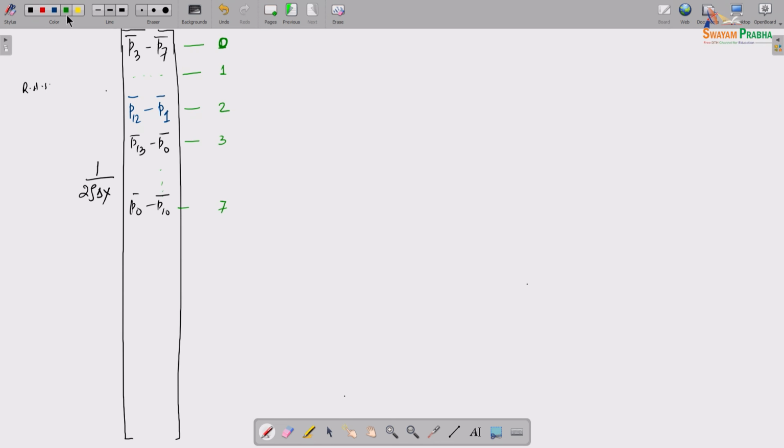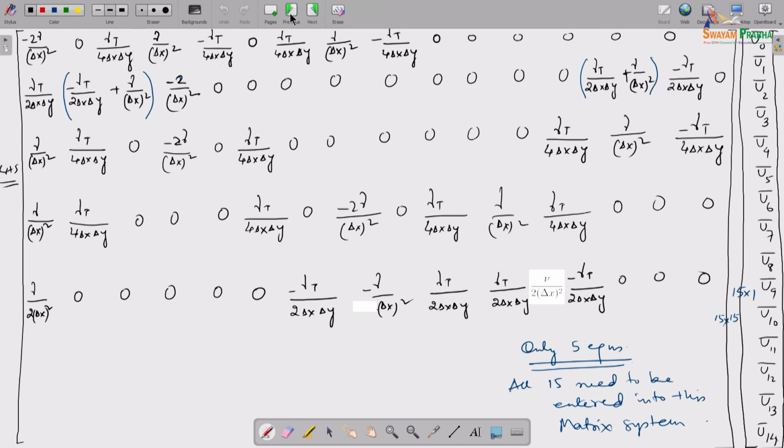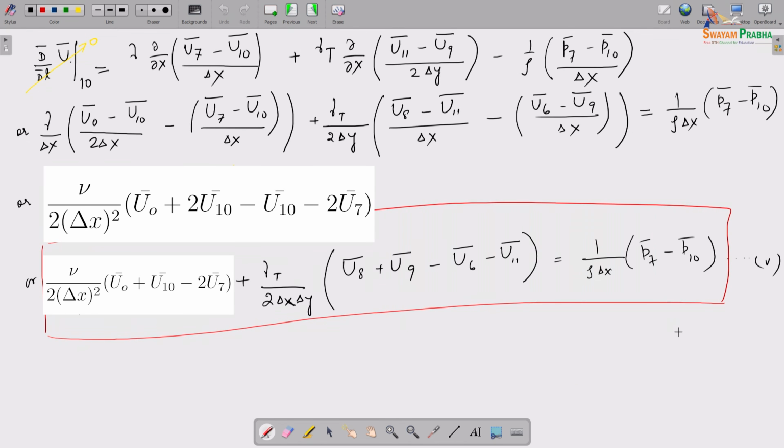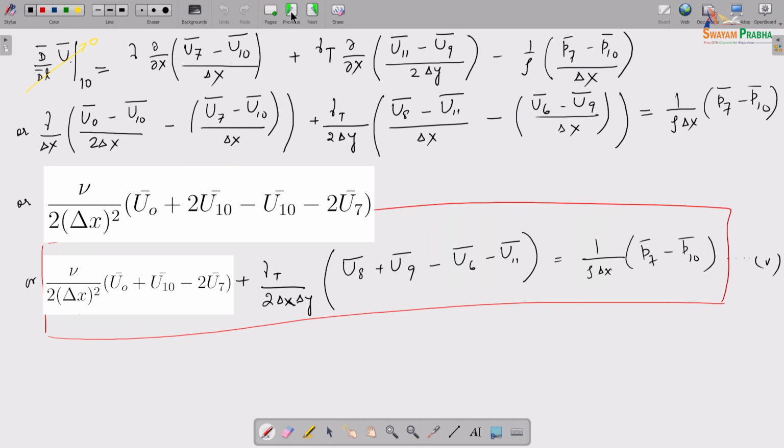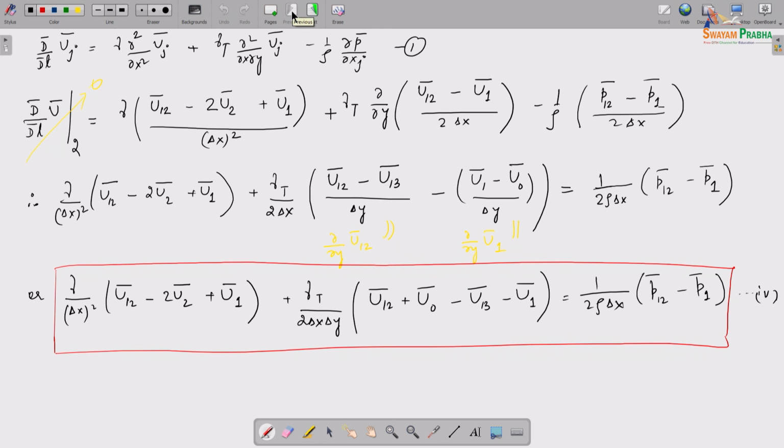And finally, we have something for 10, right? So this is 10, which is P7 minus P10, 1 by rho delta x, so 2 times P7 minus P10. It is P7 minus P10, but this is multiplied by 2 because it is 1 by rho delta x. I am going to cross check the 2 whether that is fine. This is for 10, this is for 2, is fine.